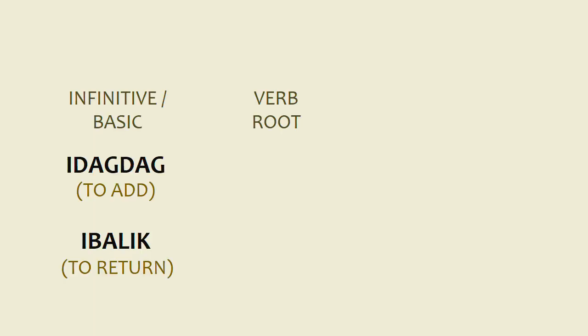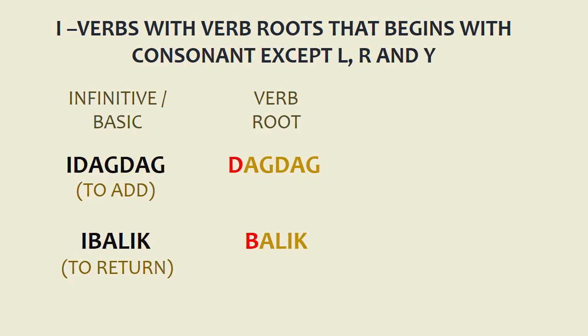Now, for our next example, we have idagdag, to add something, and ibalik, to return something. Once again, you have to get the verb root. So just remove the I. We have dagdag and balik. And looking at our verb roots, this time they begin with consonants. So now I will show you how to form the past, present, and future tenses of I-verbs whose verb roots begin with consonants, except for L, R, and Y.